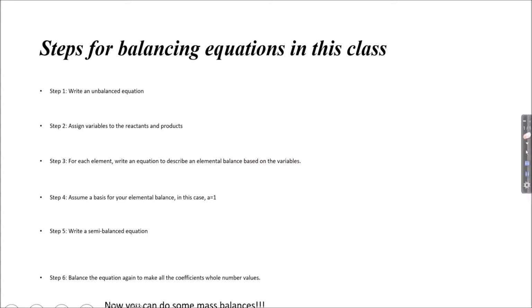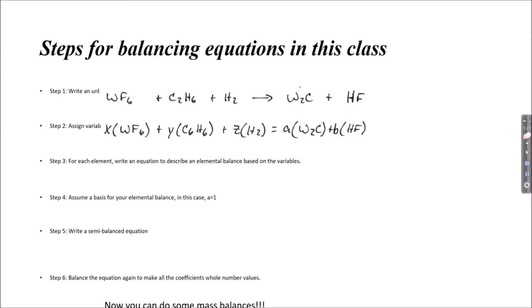Just a quick review. We have steps for balancing equations in this class, and we have a whole other video where we talk about balancing equations using the refining of copper. But again, let's go over it. Step one, we write an unbalanced equation. Step two, we assign variables to this unbalanced equation. For our reactants, we assign the variables x, y, and z. And for our products, we assign variables A and B. You can use other variables, but be cautious that you don't confuse your variables with the elements.